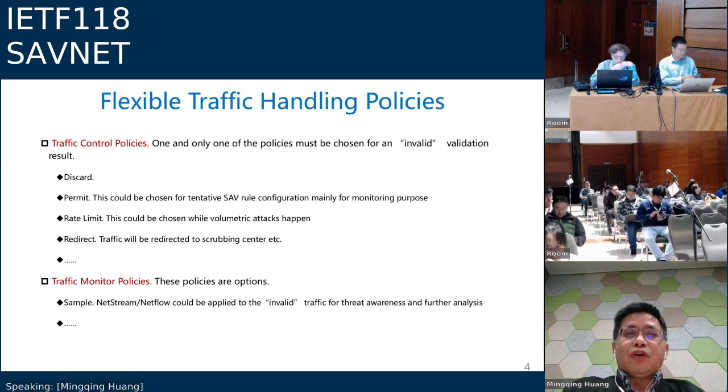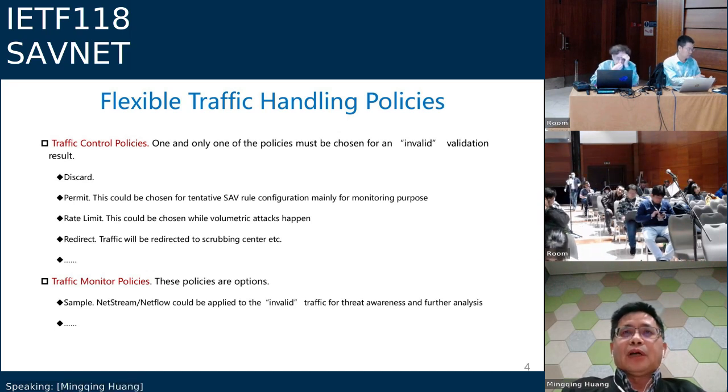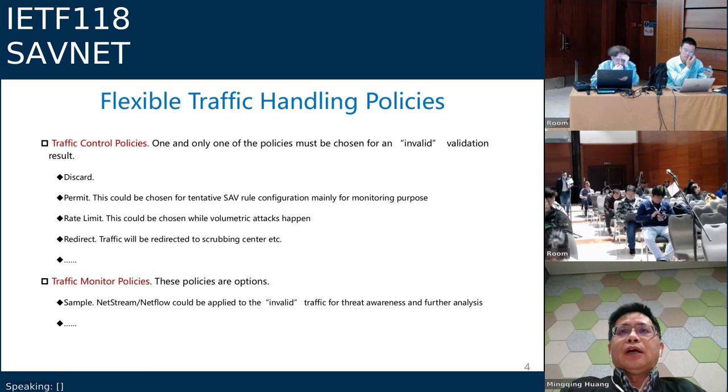We could, of course, discard, but by doing permit, rate-limit, or redirect, we can also apply all kinds of actions, because sometimes we want to do some tentative protection, or we want to open some kind of visibility. So we need more options to control the traffic.